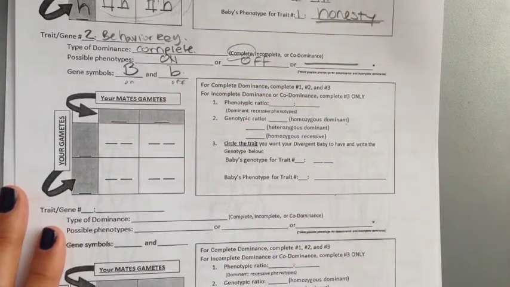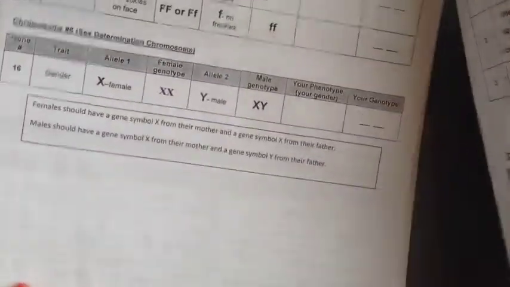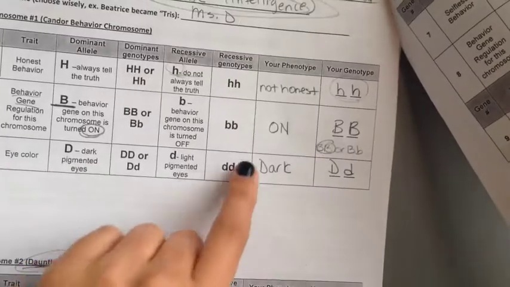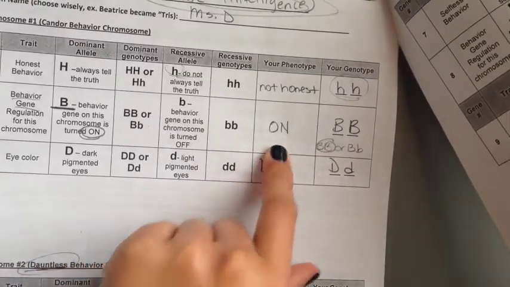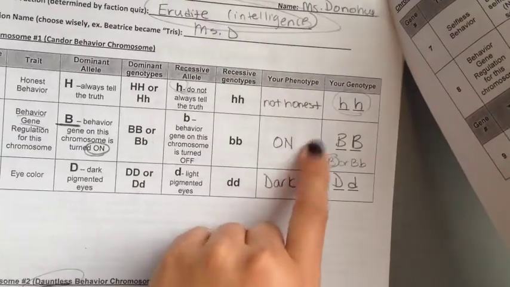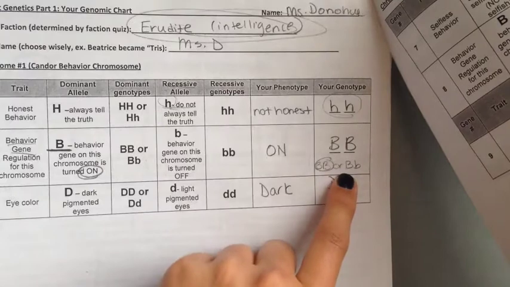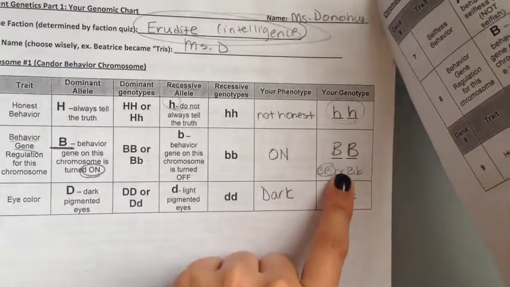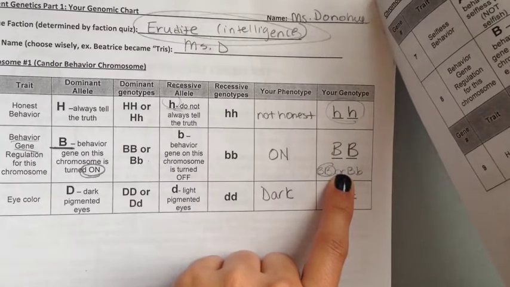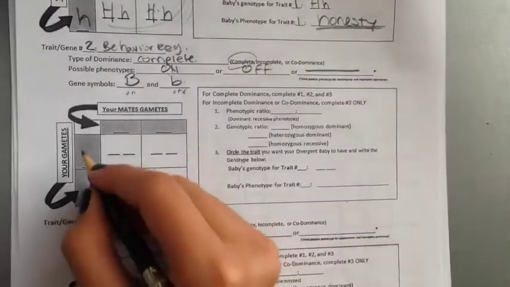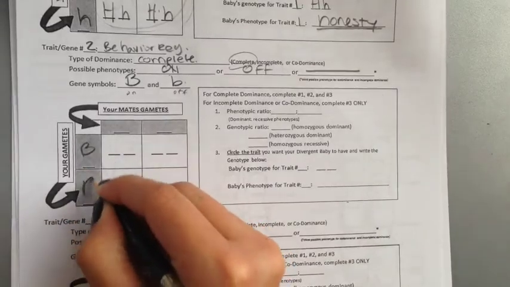Okay, so what we're going to do now is, if we just glance back at what I had put initially for myself for honesty, we'll notice that I had that on because I was homozygous recessive for it. So I wasn't honest. So even if it was on, I wasn't going to display an honest behavior. So that means, since it was on, my genotype for the behavior regulator gene on this chromosome is homozygous dominant, big B, big B. So that's what I'm going to end up putting over here. For me, I have big B, big B.